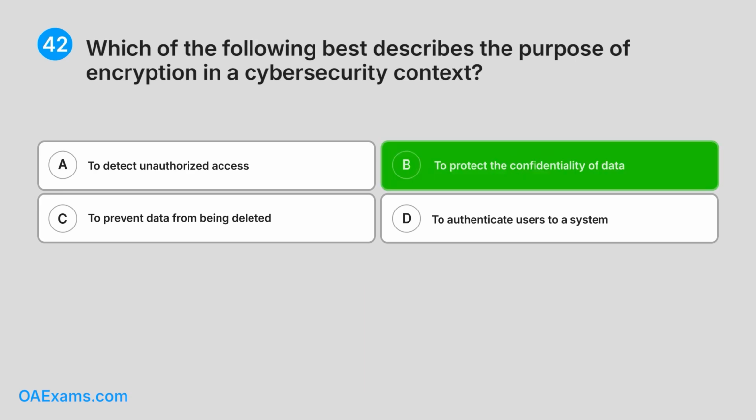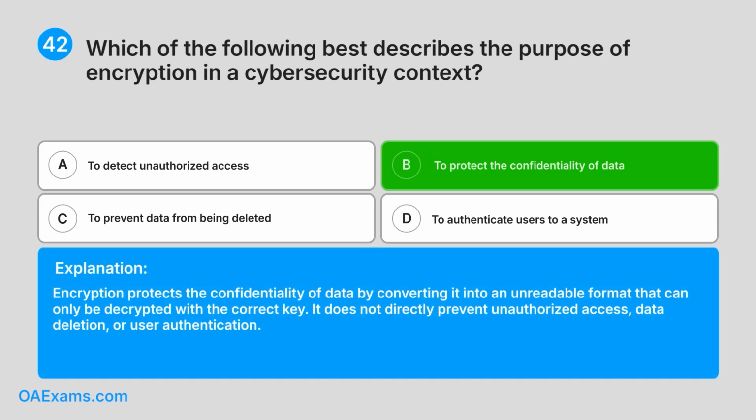Correct answer B. To protect the confidentiality of data. Explanation. Encryption protects the confidentiality of data by converting it into an unreadable format that can only be decrypted with the correct key. It does not directly prevent unauthorized access, data deletion, or user authentication.